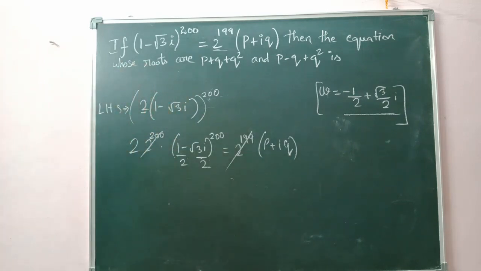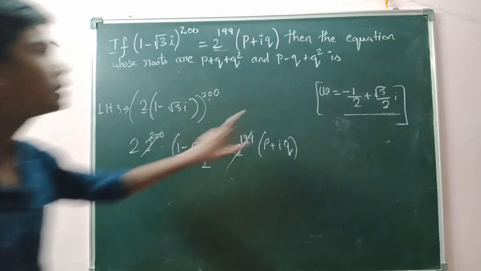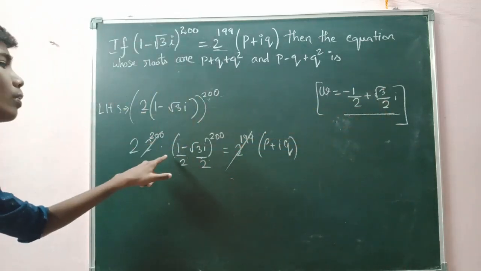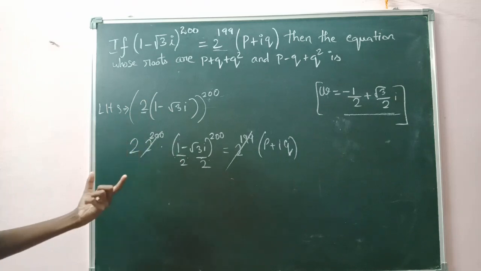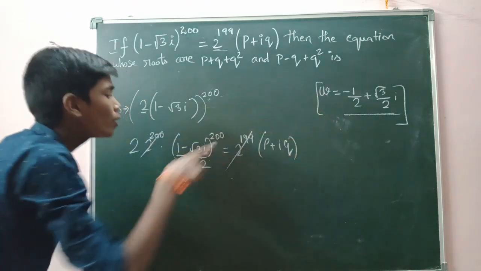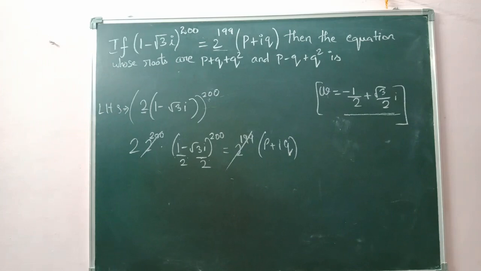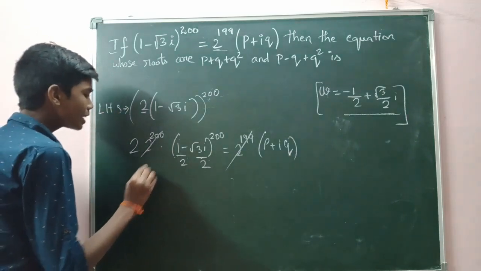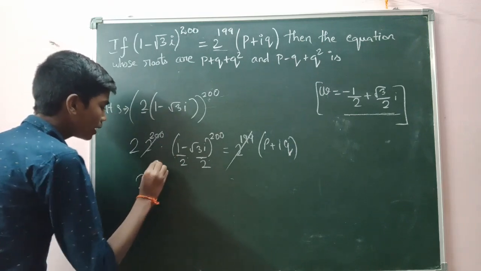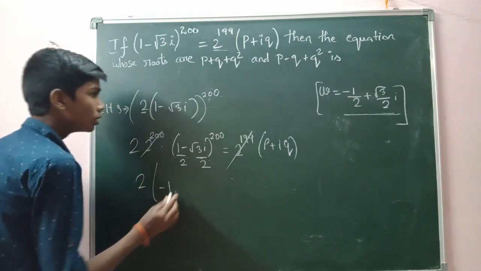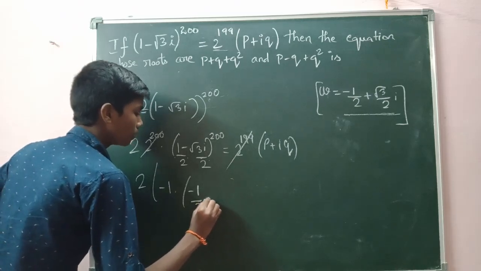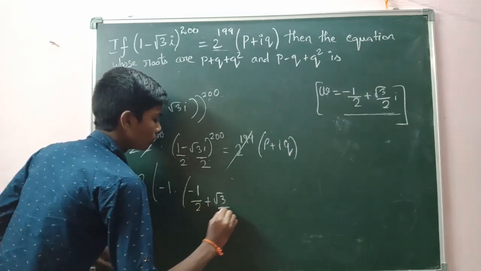And now almost this expression is the same, but the thing is the sign of 1 by 2 is plus here, and the sign of root 3 by 2 iota is minus. So which means I need to take minus 1 common. So when I take minus 1 common, I will get 2 times of minus 1 into (minus 1 by 2 plus root 3 by 2 iota).